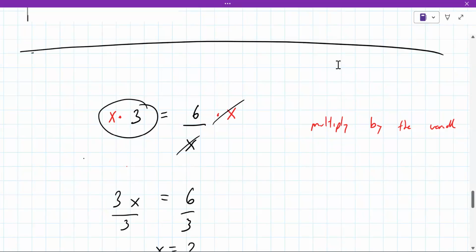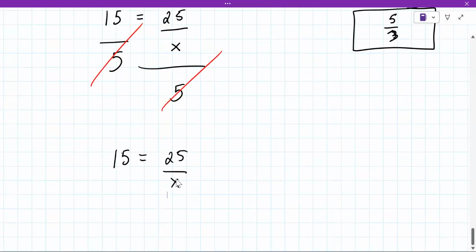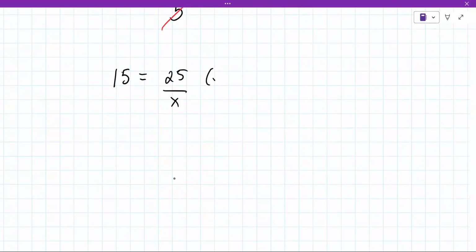What should you do in your problem? You should multiply by the variable. Say it. I'm going to multiply by the variable. Yes. What is the variable in this problem, Sourish? X. We're going to multiply both sides by x.